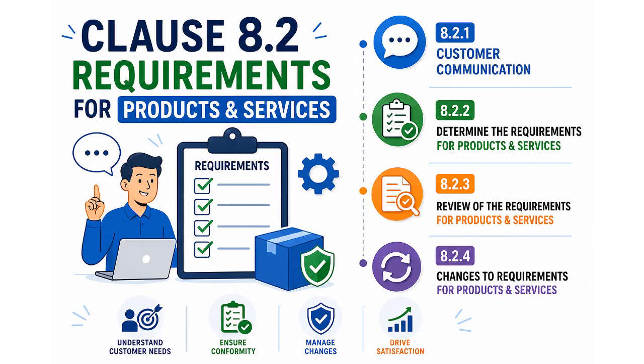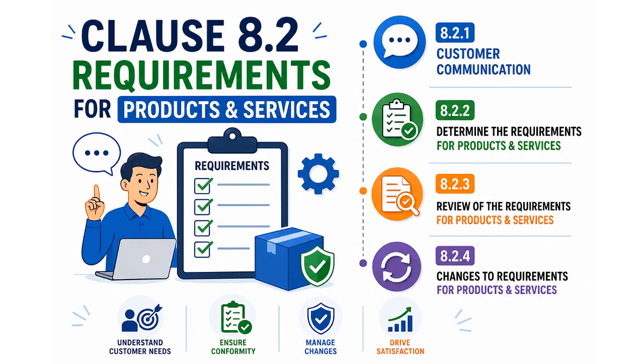This includes sharing accurate product and service information, managing inquiries, contracts, orders and handling any changes efficiently. Organizations must actively collect customer feedback, including complaints, to improve satisfaction and service quality. Proper control of customer property is also essential to maintain trust, accountability and professional responsibility. When necessary, organizations must also define contingency actions to address unexpected situations effectively. For every organization, strong customer communication is vital for meeting requirements, improving relationships and ensuring long-term customer confidence.